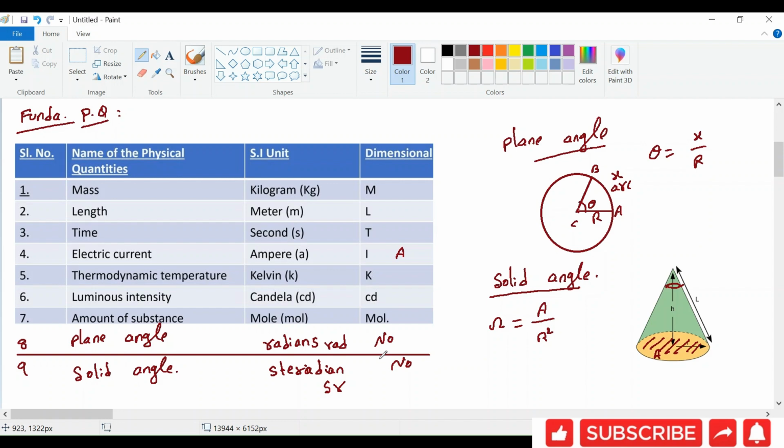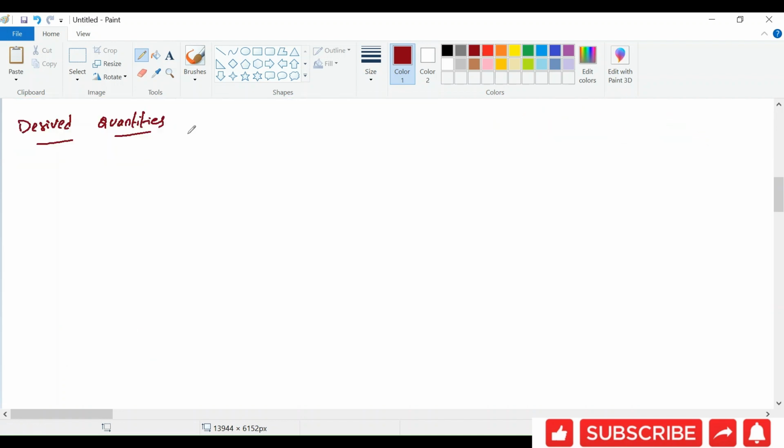Now coming to derived quantities. A quantity which is dependent on fundamental quantities is called a derived quantity. Some dimensional formulas I will tell you that you have to remember. First one, area. Area formula is generally S square, or L into B. Its unit is meter square, and its dimensional formula is L power 2.